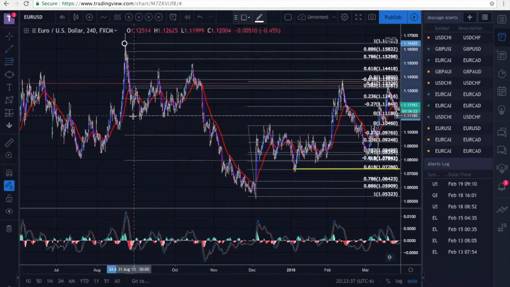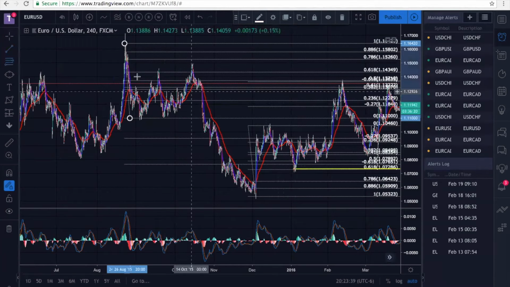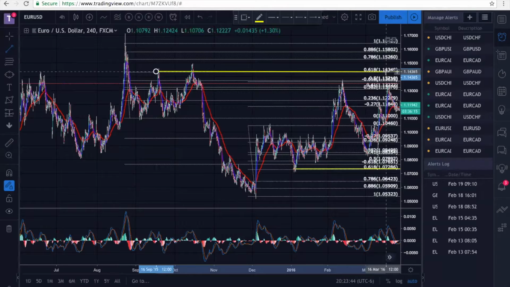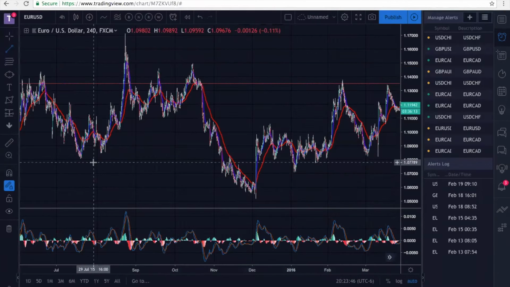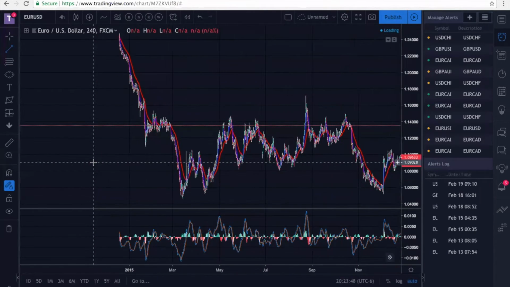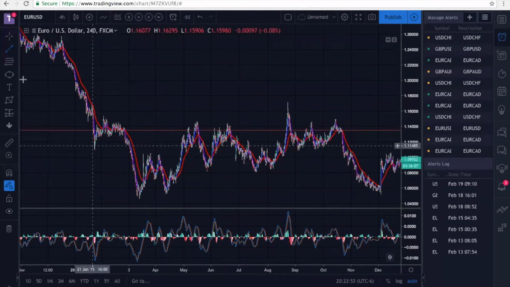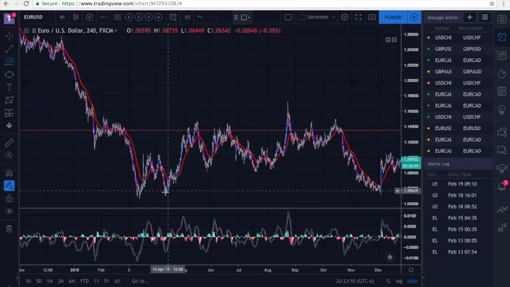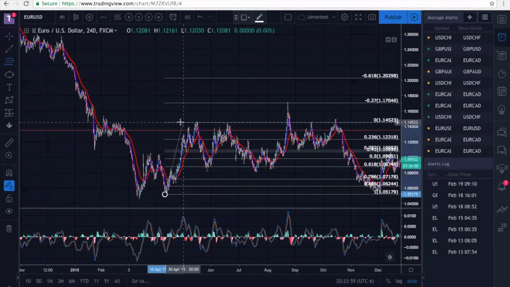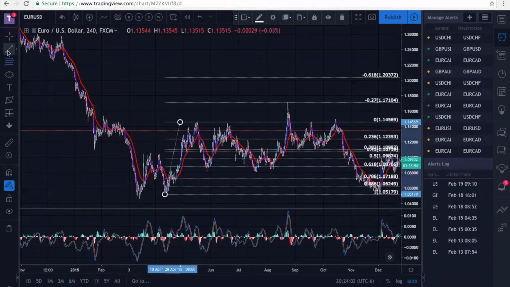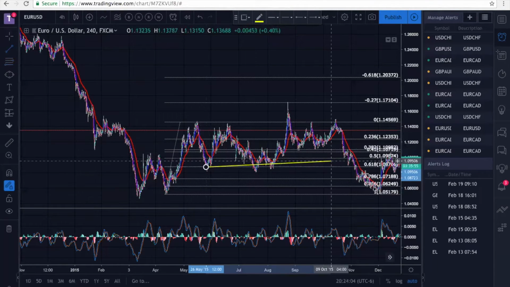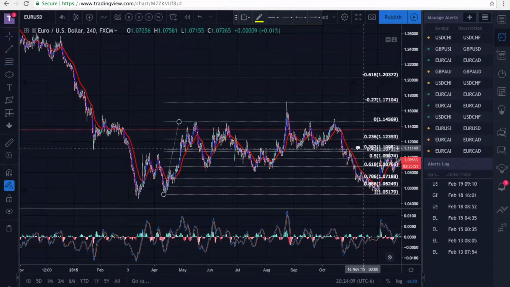So for instance, impulse, the flag right here. Look where that's at. 618. See that? I can give multiple examples of how it always goes to the 618. This is an impulsive move right here. Of course it's side to side, but it's a 4 hour. So that's an impulse, that's a flag. Let's go measure that. Boom, boom. Look where that's at. 618. See that?